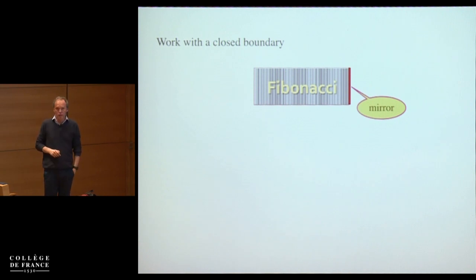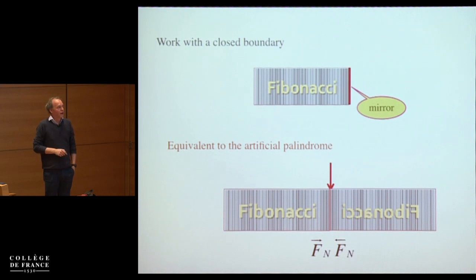So now I choose to work with a mirror, which means that I take my Fibonacci and put a mirror here. By putting a mirror, I generate gap modes, necessarily. But now what I would like to do is build an equivalent structure to this. If here I put a mirror, this is equivalent to this structure, where I put my Fibonacci and just the opposite of it, because when I'm going back, what I look at is this anti-Fibonacci. So this is the same as this.